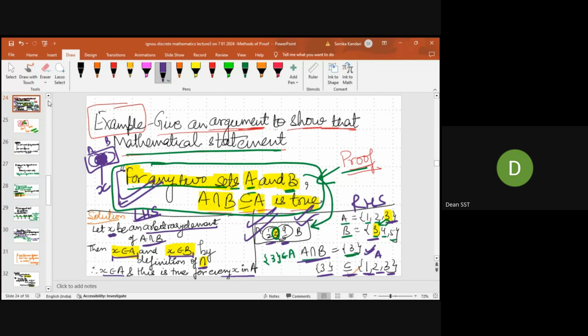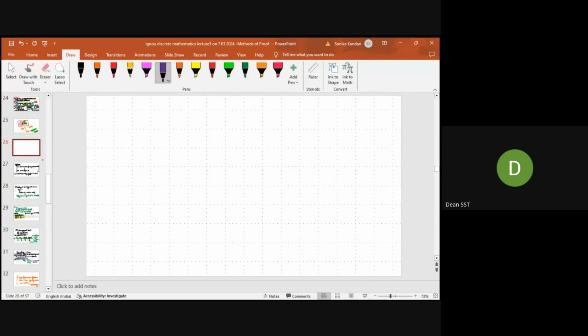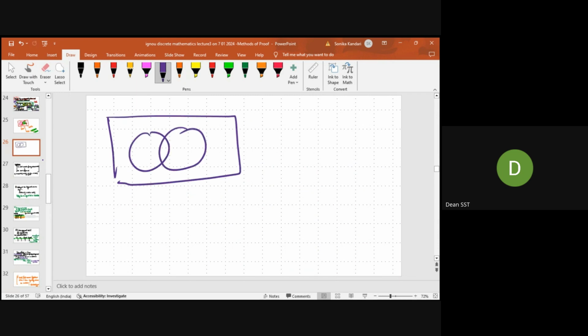So there are two ways. In one way, we have drawn sets. We have drawn the intersection and we have shown that the element which is in the intersection of A and B is, yes, A is 1, 2, and here is the 3. 3 is a subset of set A. Set A has elements 1, 2, 3.